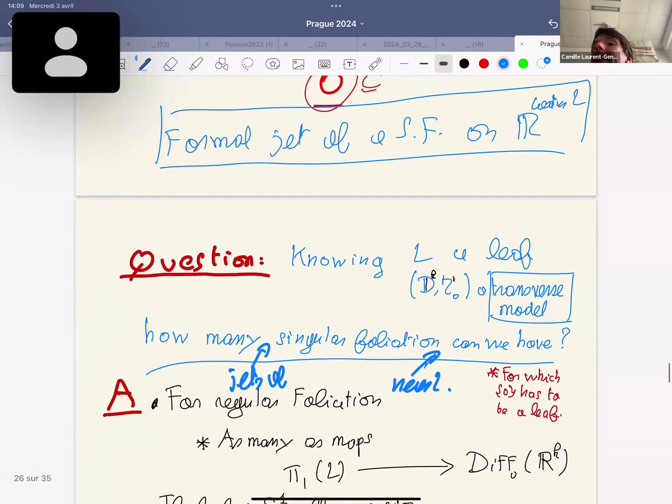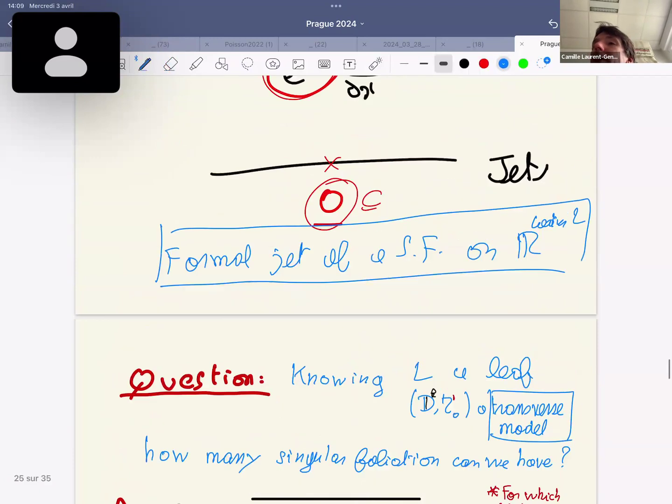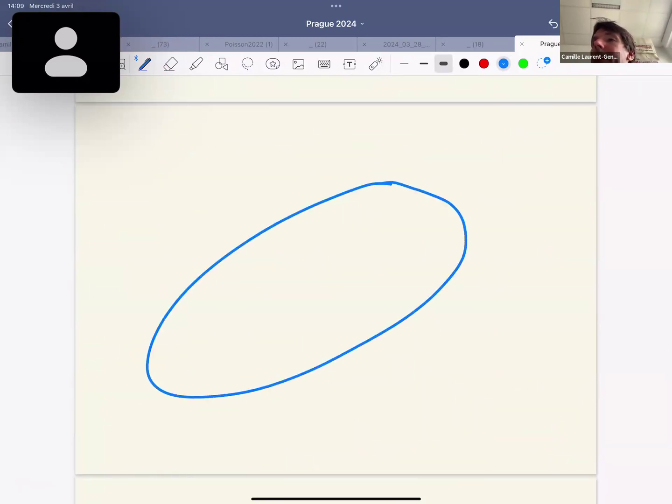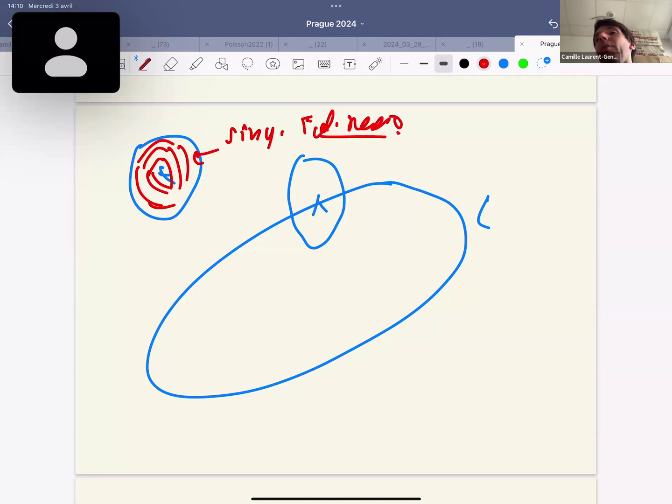Okay. So the question we want to address, maybe I can say it in another way. We choose a leaf, we choose a transverse model. So we choose a jet or a germ, at this point it doesn't really matter, of a singular foliation near 0. Well, and you want to classify all singular foliations near L, of course, not far away from L, which have this leaf and this transverse singular foliation.